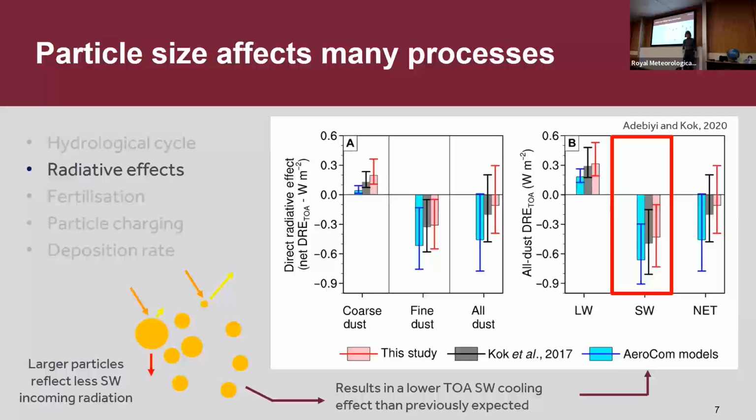So again, we get a lower top of atmosphere cooling effect, which is what you can see here by these bars just slowly rising, which means that net effect, we used to think that dust had a nearly entirely cooling impact, which you can see by this main bar here. However, now with new understanding about the number of coarse particles and the impact that they can have, we're slowly thinking that there is a chance that dust could have a net warming impact at the top of the atmosphere.